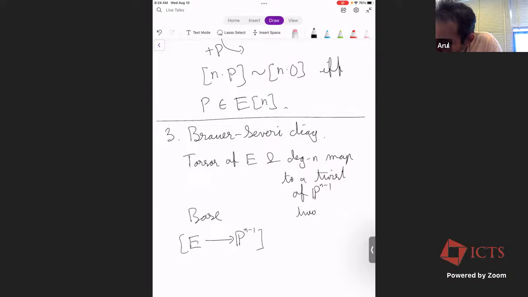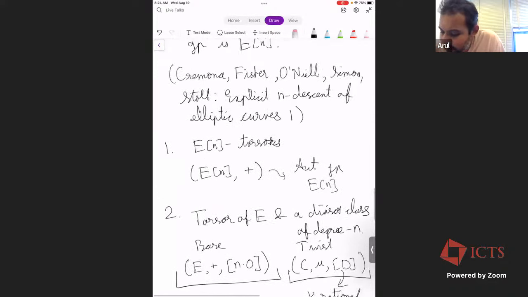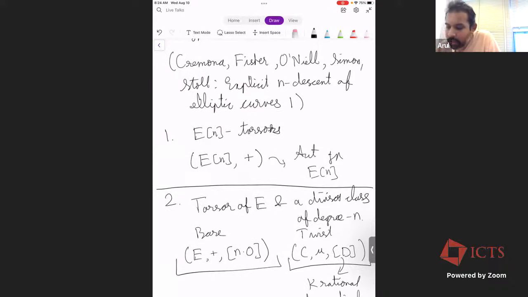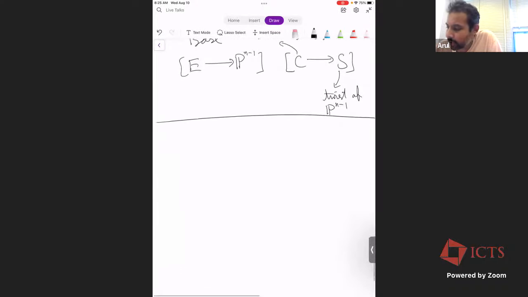And the twists are genus 1 curves. So C is going to be an E-torsor, which maps to S, which is some twist of P^(N-1). And tying this back, 2 and 3 are easily seen to be equivalent. I'll tell you, once you have 2, what's the E[N]-torsor that you get? Because these are all essentially parameterizing the same object, right? E[N]-torsors, torsor with divisor class, Brauer-Severi diagrams, they're all parameterizing H^1(K, E[N]). So in sum, they should all correspond to each other.